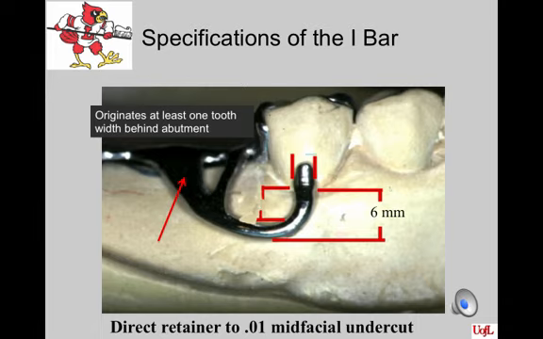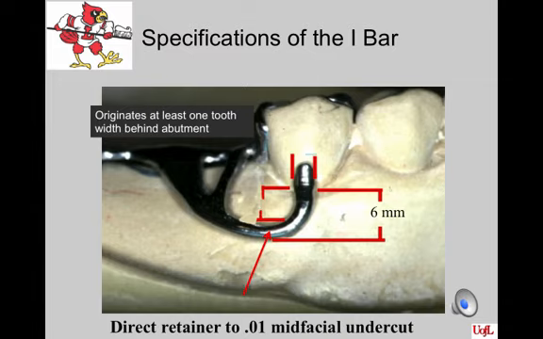I-bar clasp. It tapers from its origin in the base attachment and becomes horizontal to the ridge and is about 2 millimeters in width or thickness when it emerges from the base material. It should cross the marginal gingiva at a rounded right angle and touch the tooth at the .01 undercut. It extends upward in contact with the tooth to the survey line.